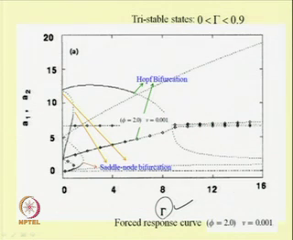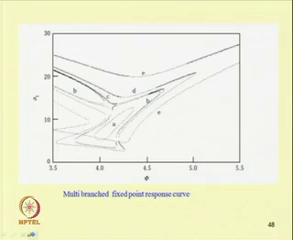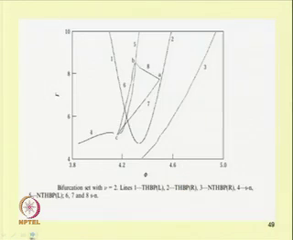For example, by increasing this gamma from this position, one can see the system will jump from this point to this point. So, this is a jump up phenomenon. Similarly, after this, one can observe that it can jump from this to this branch also. So, there will be a lot of jump up and jump down phenomena present in the system, and this response curve is obtained for the combination type of resonance.